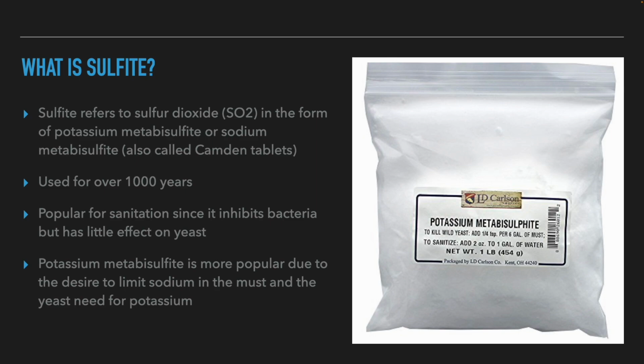The use of sulfur for sanitation is popular because it prevents bacteria from working and has less effect on the yeast. In addition, in most cases, we will use potassium metabisulfite since we want to limit the amount of sodium in the cider, and potassium is also a nutrient for the yeast.